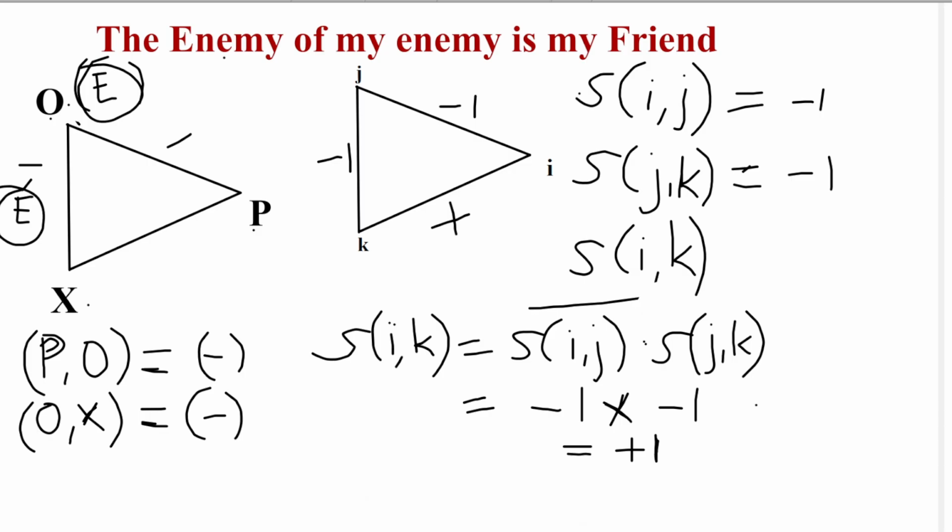So the enemy of my enemy becomes my friend. Have you understood the concept? That's an alliance that has been formed in that case. So if we are to describe that relationship, we would say that I and K therefore become friends because they have a common enemy, right?